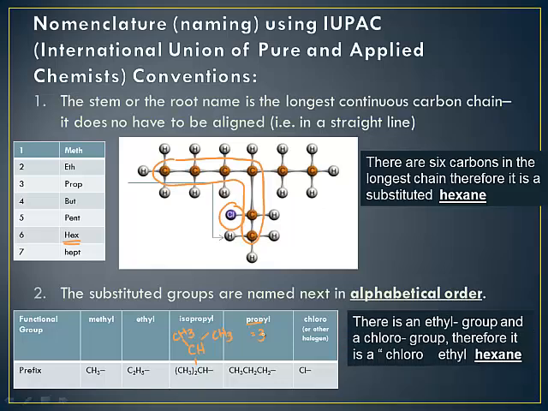In this particular one, we can see that we have a 2-carbon chain off to the right here, which means that that's an ethyl group. And we have a chlorine group, so this is a chloroethyl hexane. Remember from what we talked about last time that we list those groups in alphabetical order.